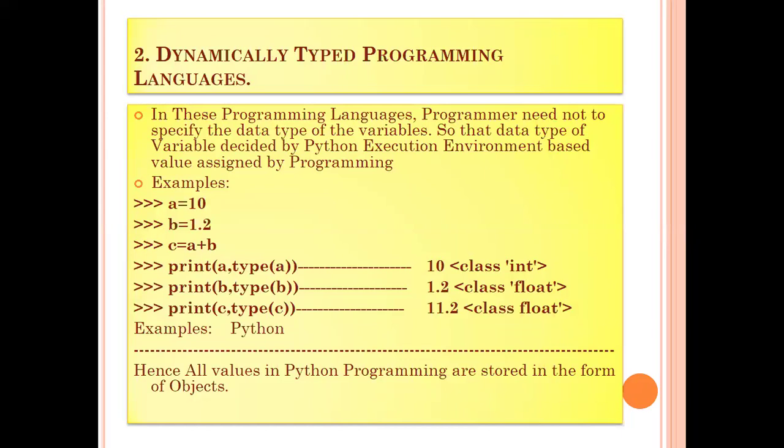If I write print type of A, we will get that it is an integer type. So we need not specify the data type of the variable; it is based only on the Python execution environment, according to the values assigned by programming. So all the values in the programming language are stored in the form of objects. So is this clear till here? Students, is this clear till here?